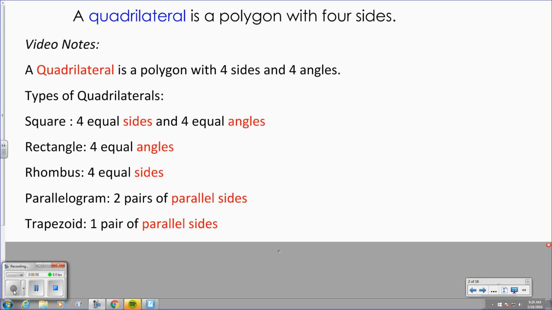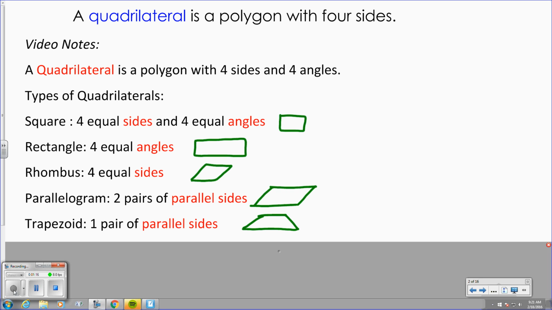And just to maybe help yourself out, you could draw a square and you could draw a rectangle. A rhombus has equal sides but not right angles. A parallelogram has opposite sides parallel. That's a horrible picture of a parallelogram. Let's try that again. The opposite sides are parallel. And then a trapezoid just has 1 pair of parallel sides. There are lots of different looking trapezoids.